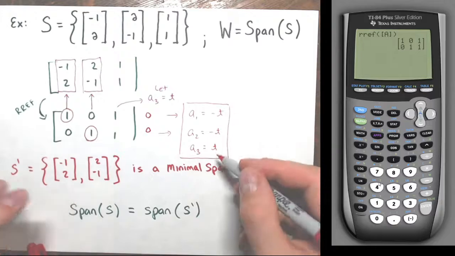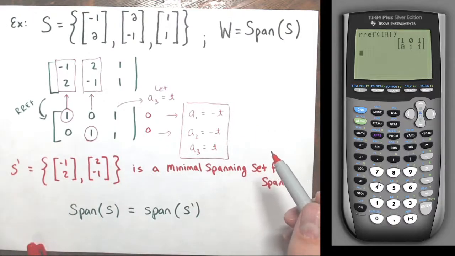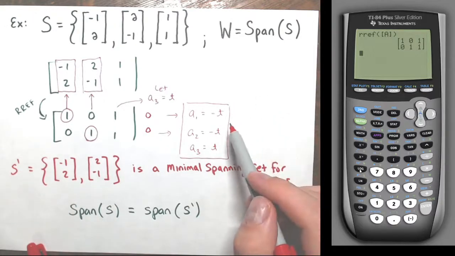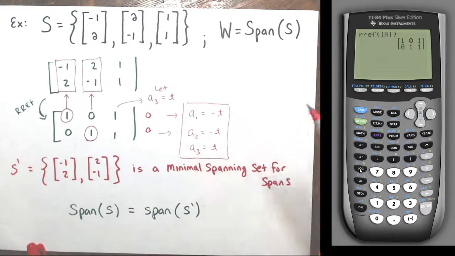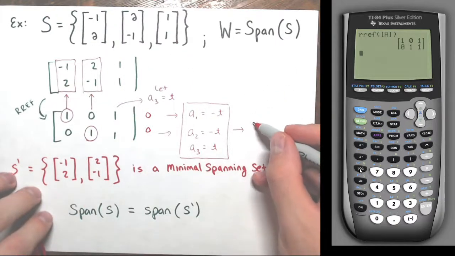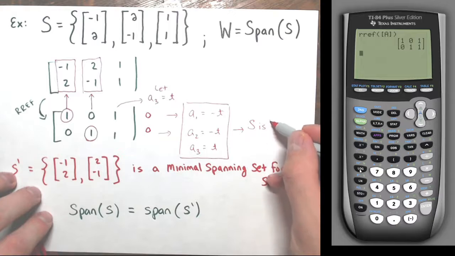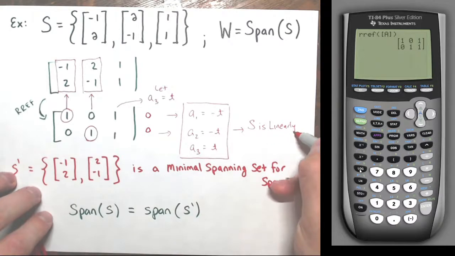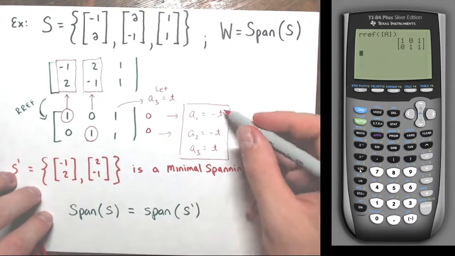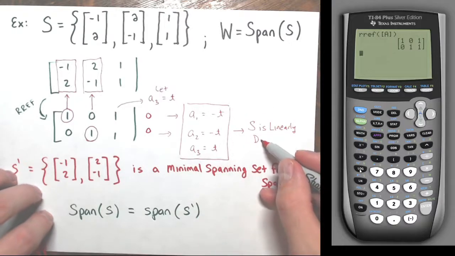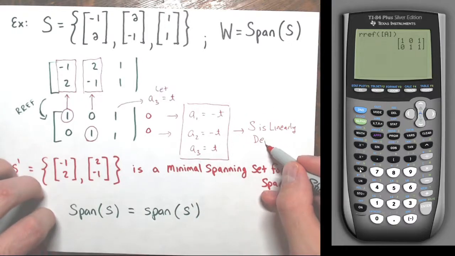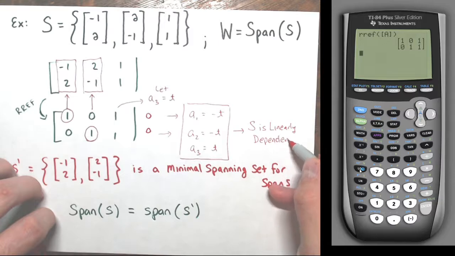So definitely infinitely many solutions when I'm checking for dependence or independence. So this set is definitely linearly dependent. So set S is linearly dependent because you could pick T to be anything. And this would have infinitely many solutions, not just the trivial solution.